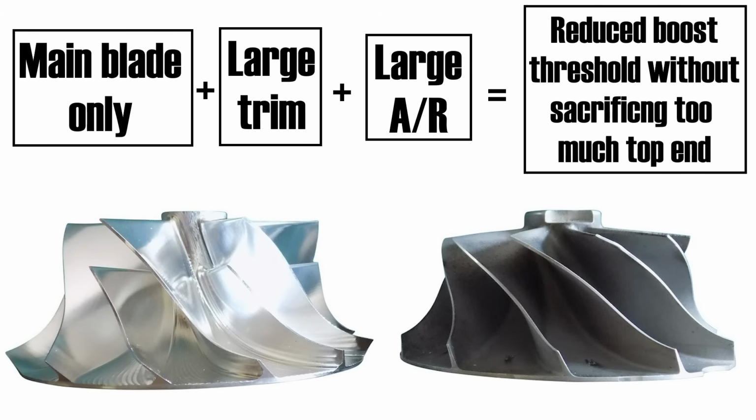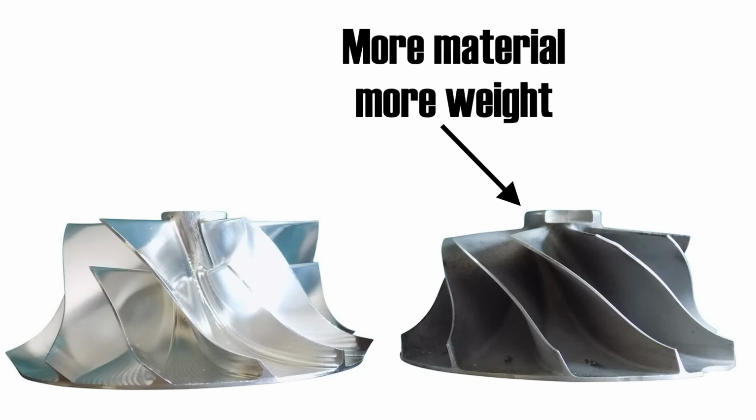A small drawback of wheels with an increased main blade count is that they tend to be slightly heavier than splitter blade designs due to the increased amount of material present. This can slightly increase boost lag, but the effect is rarely noticeable in practice.